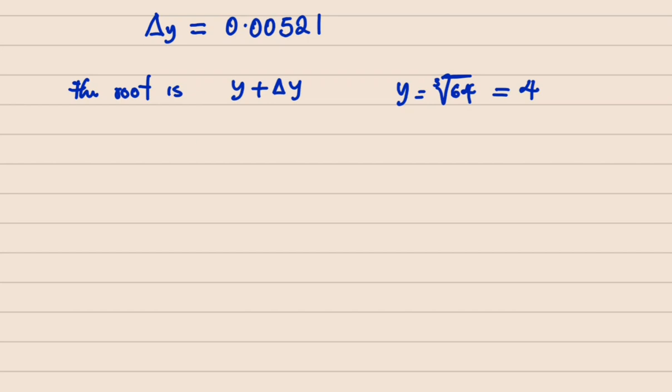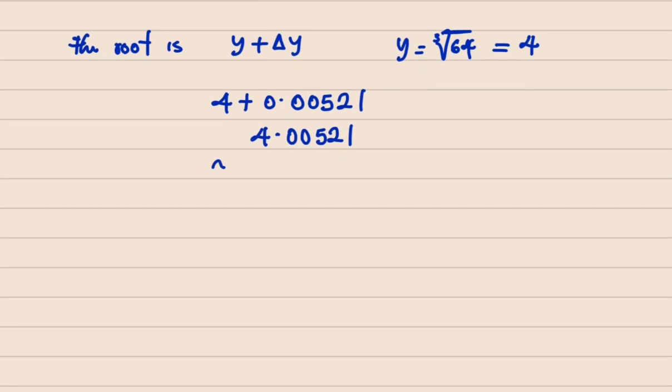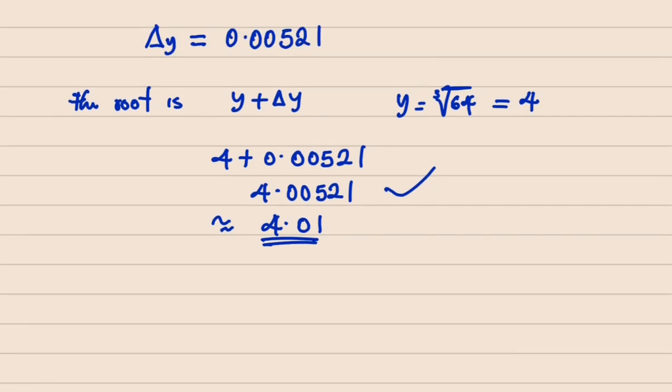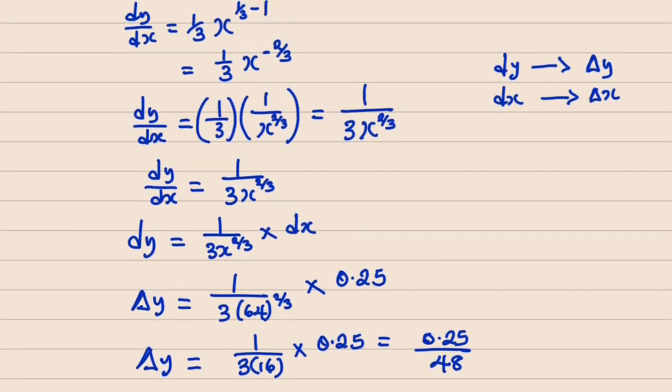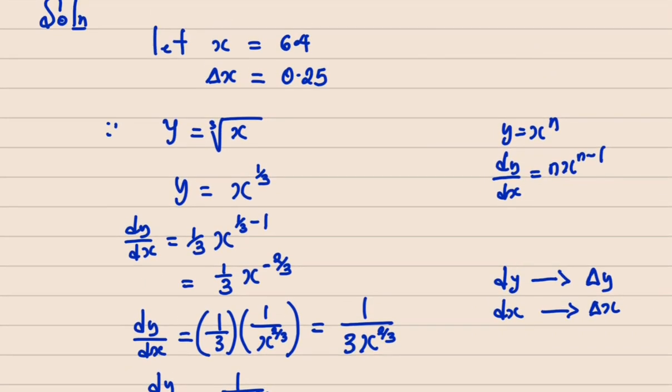So finally, we are going to have 4 plus 0.00521, which will be 4.00521. So approximately, we are going to have 4.01. Okay, that is to 3 significant figures, but this is a very good answer, and to 3 significant figures it is 4.01. You can actually use your calculator to check and see whether you are correct or not. So this is the question, and it is very cheap. All right.